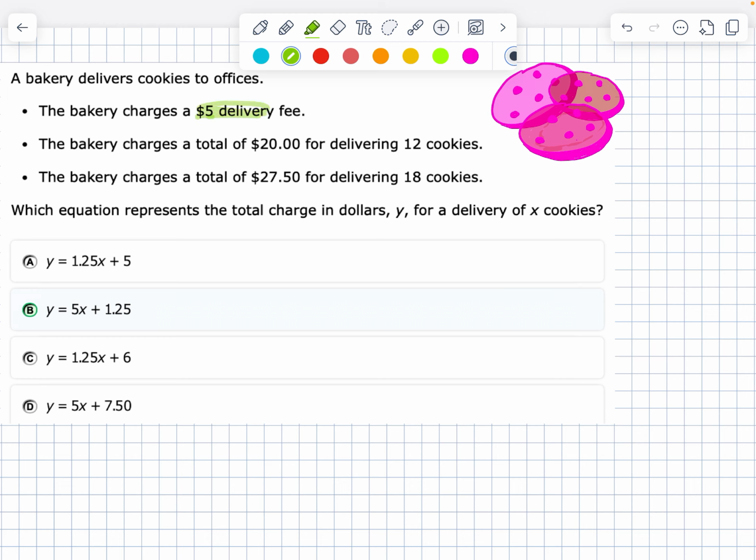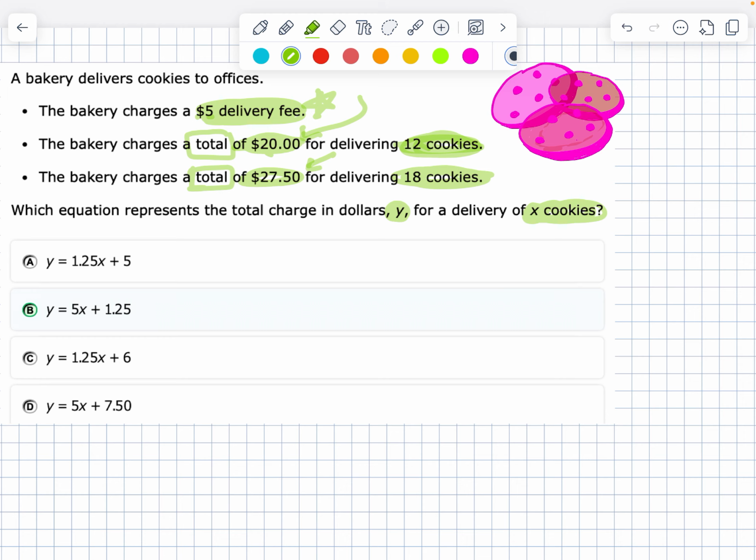First of all, there's a $5 delivery fee, so that's important. And this word right here is a key word. It's a total of $20 for 12 cookies and a total of $27.50 for 18 cookies. So total is telling me that this delivery fee is included in that $20 and in that $27.50. Okay? So they want to know which equation represents the total charge, which is Y, for the delivery of X cookies.